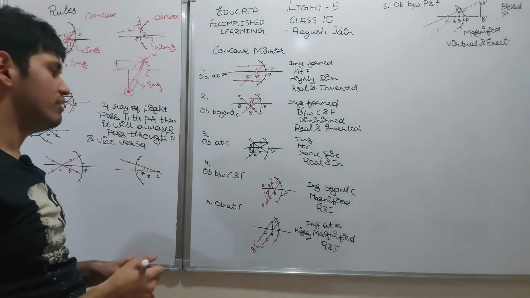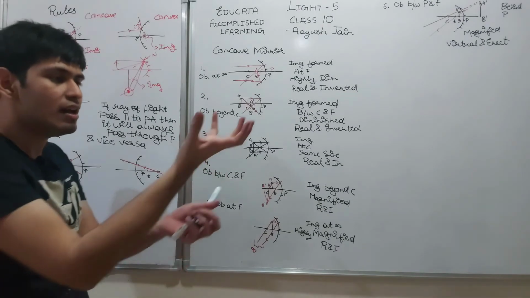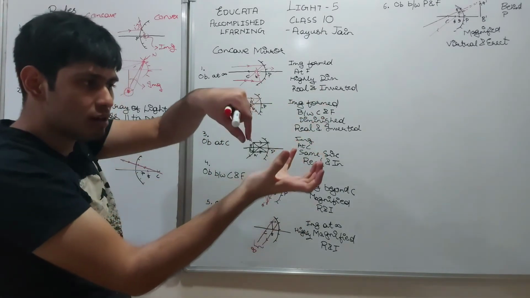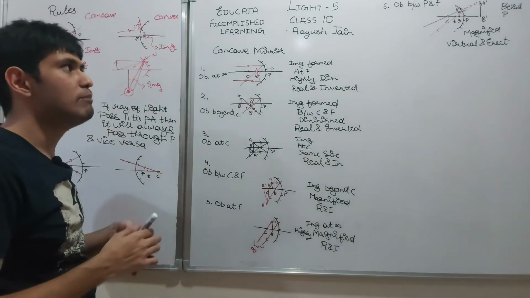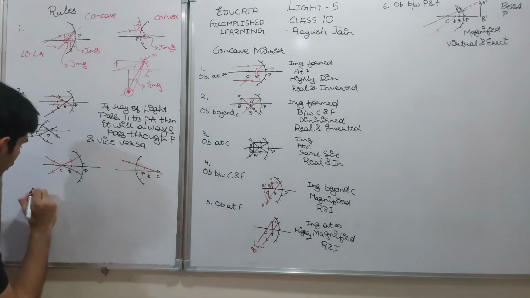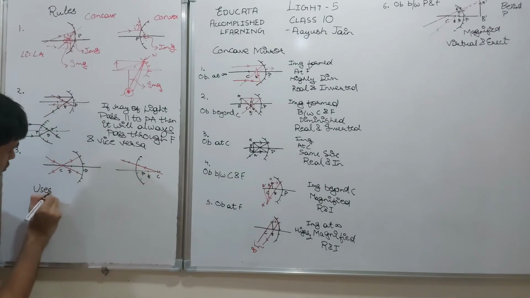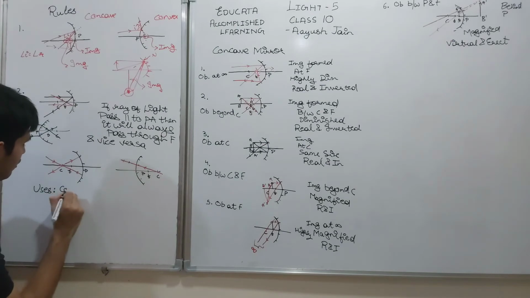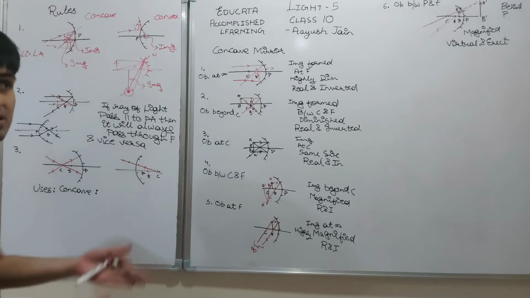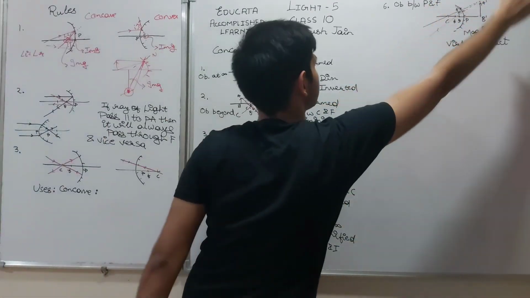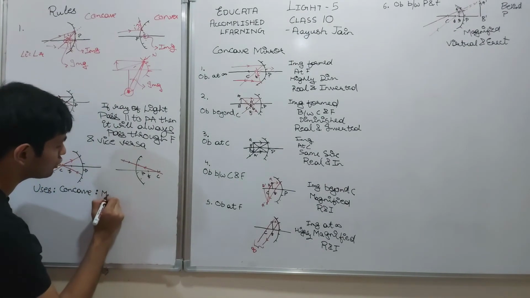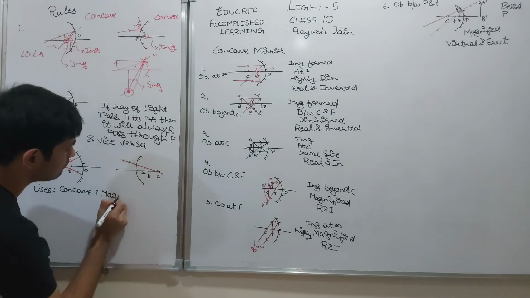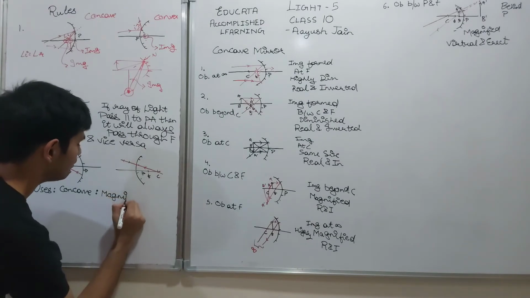Have you seen a lamp at your house? Okay, you might have seen the lamp is something like this, and the lights are spreading. So in the lamps, what we use is a concave mirror. I am writing over here, uses of concave mirror. First use is in a magnifier. Yes, a magnifier, because it produces a magnified virtual and erect image. A magnifier is made up of concave mirror.